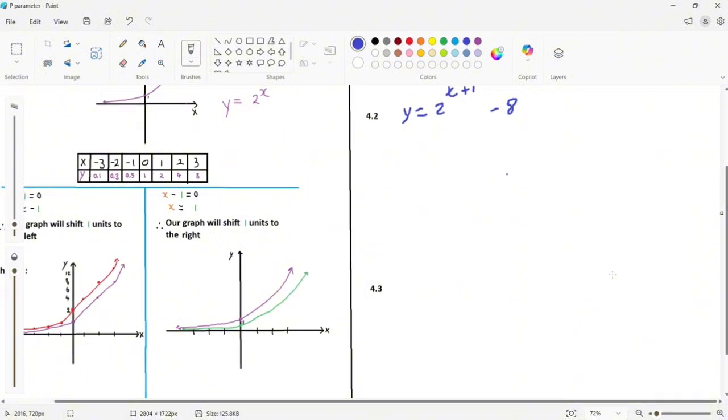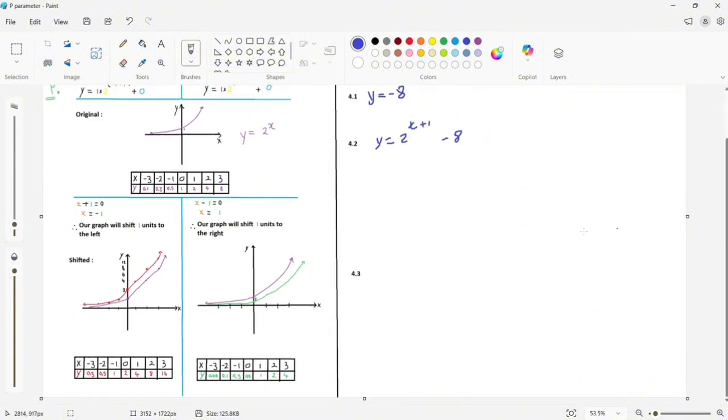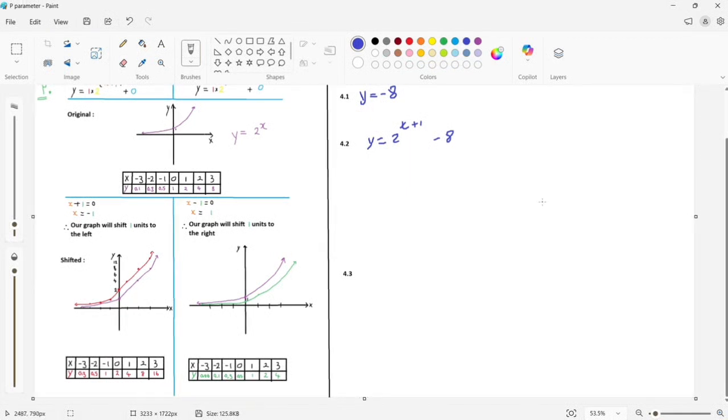Okay, so remember what I said. In order to draw a graph, there are a couple of things you need. I always say this: when you're given an exponential function, you want to be able to draw this function.